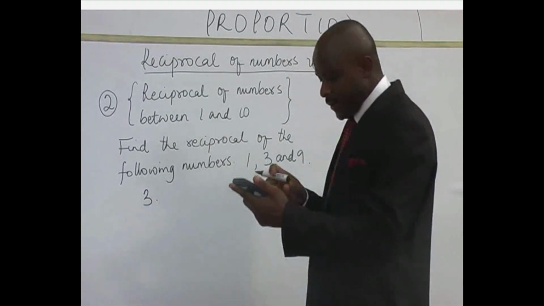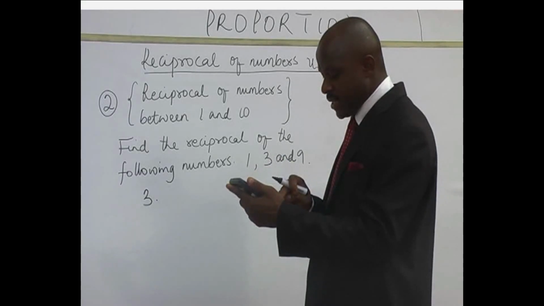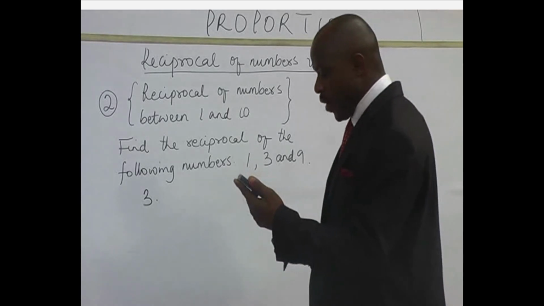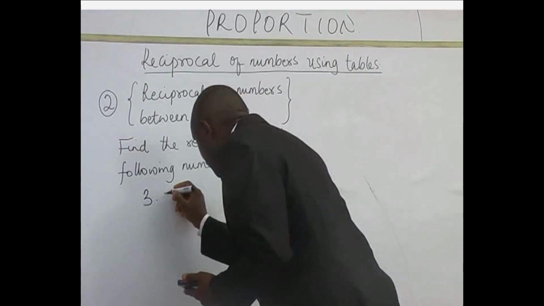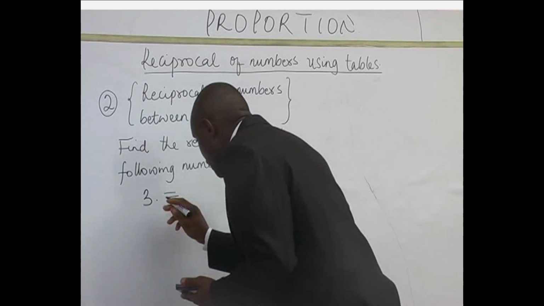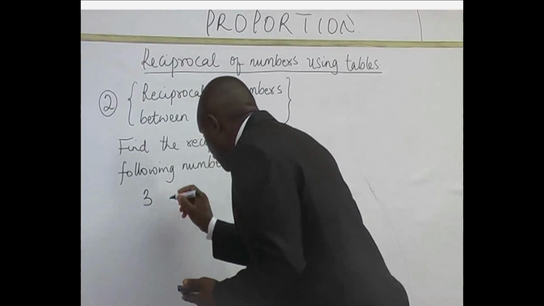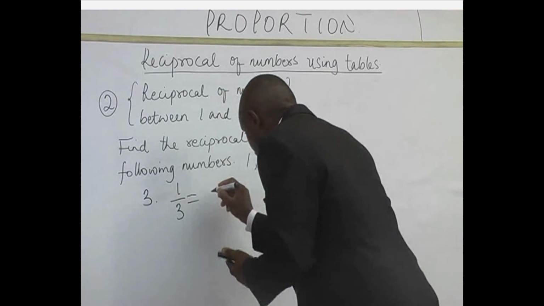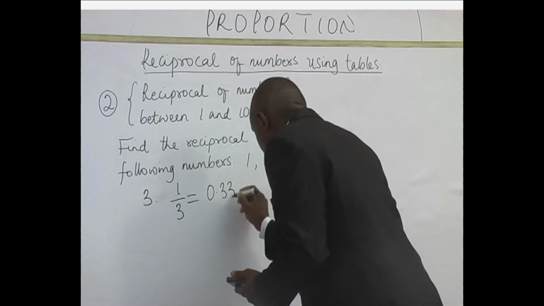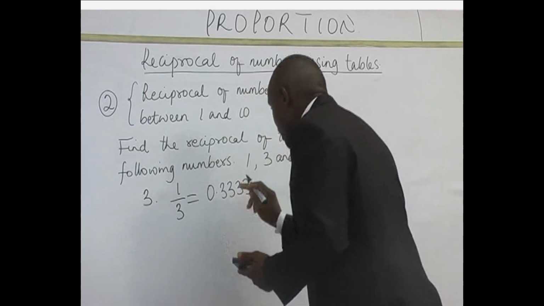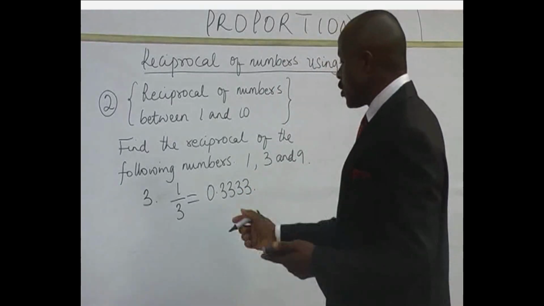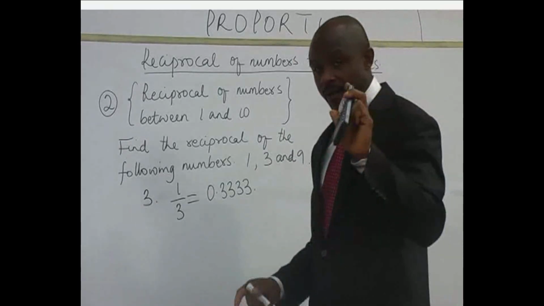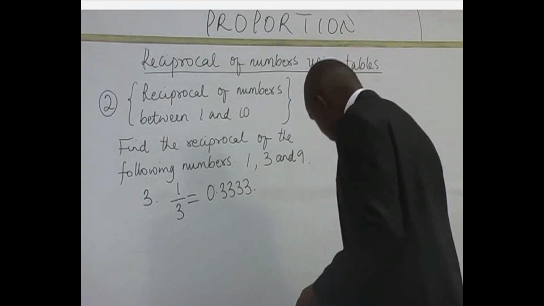If you use a calculator, the reciprocal of 3 means 1 divided by 3. And it's giving us 0.3. That means 1 over 3 is equal to 0.333 recurring. So let's stop at the 4th decimal place. That is the figure the calculator has given us. Now let's use our 4-figure table.